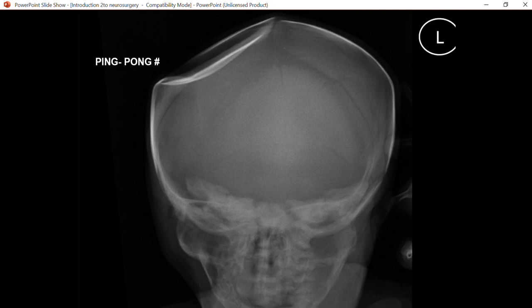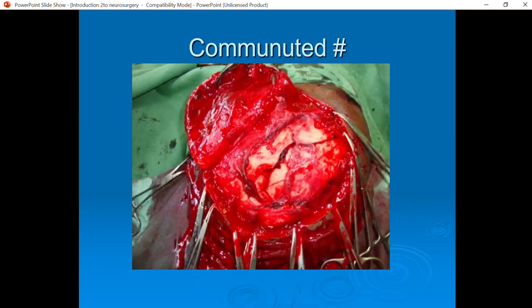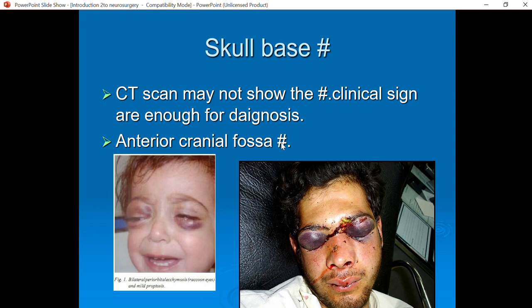The treatment, the operation for depressed skull fracture is elevation. Just remember this. Okay. While the treatment for the linear skull fracture is conservative. This is, as I told you, when there is multiple fragments of the bone, we call it comminuted skull fracture. The skull base fracture is important.